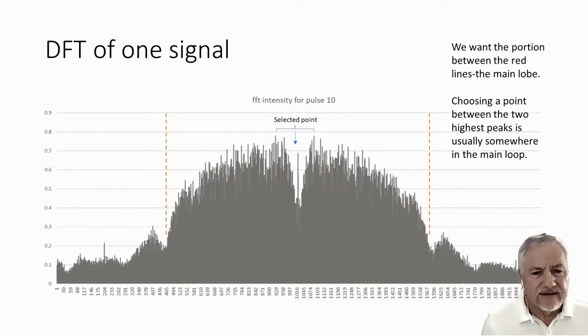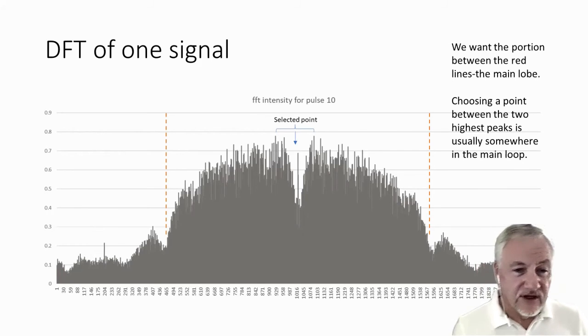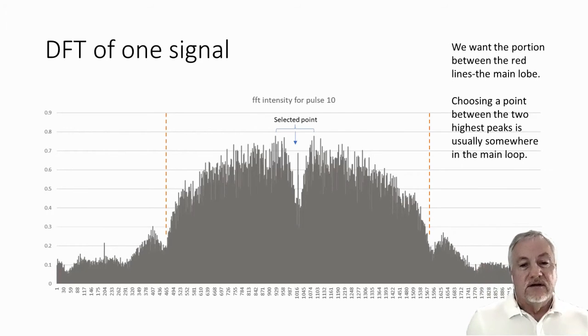Now, if we do that, then we can march forwards and backwards to find those dotted lines, which is our goal, to find those dotted lines that mark the edges of the main lobe. So that's the goal we're setting out to do.